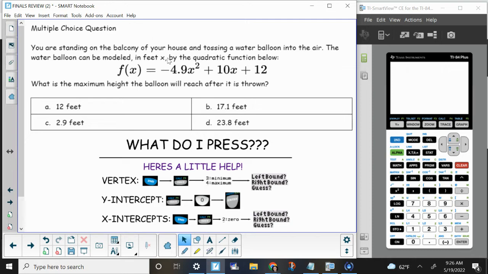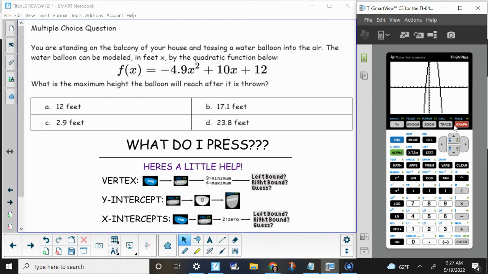All right. First thing that I am going to want to do is throw this right into the calculator. So I'm going to go over to my calculator. I'm going to hit y equals, all right, and I'm going to do negative 4.9x, and then I'm going to square it, and then I'm going to do plus 10x plus 12. Pay close attention to the buttons that I just hit. If you need to rewind the video, please do so. After I plug this in, I'm going to hit graph.